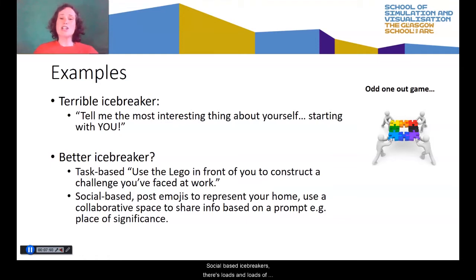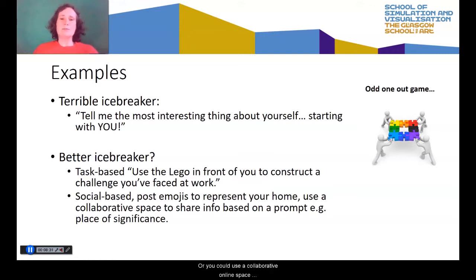Social-based icebreakers, there's loads and loads of them. You know, people do very silly ones. I've had people suggest naming their favorite kind of cheese. Are they a cat or a dog person? In an online environment, you can ask people to post an emoji based on their living situation, their family or their home. That can break the ice, but in a sufficiently abstract way that people don't feel like they have to share more than they're comfortable with.